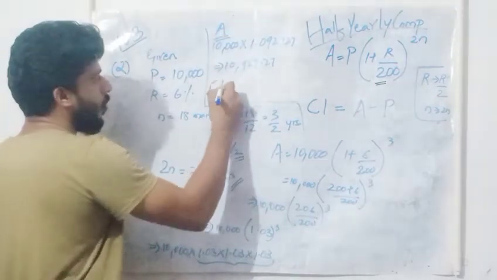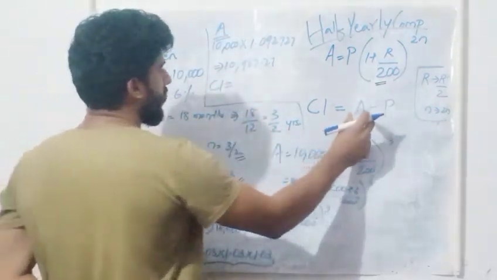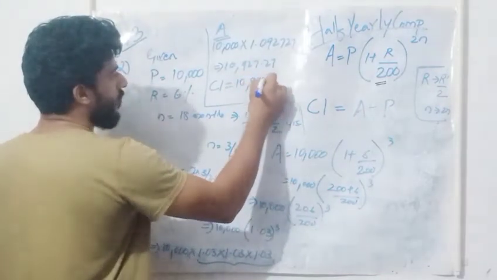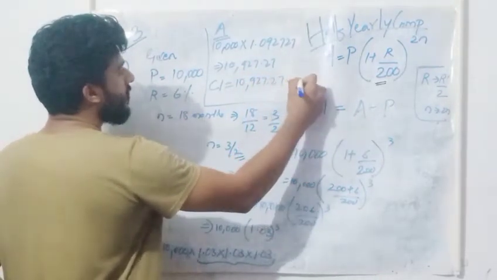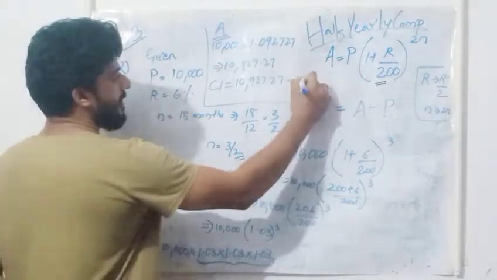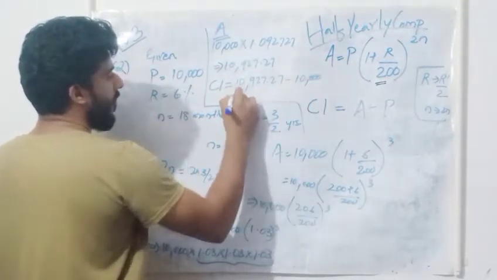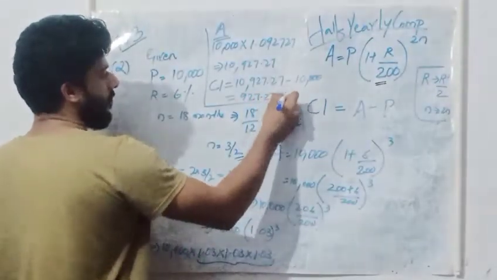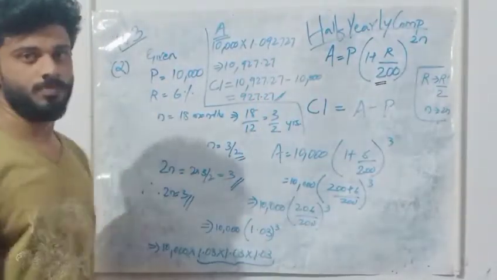We need to find compound interest. So compound interest is equal to amount minus principal. So 10,927.27, which is our amount, minus principal, given as 10,000. Our interest will be 927.27, that will be our answer.